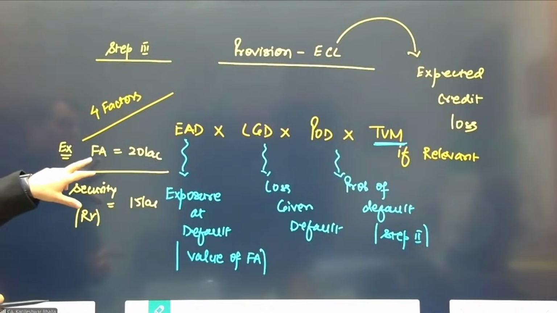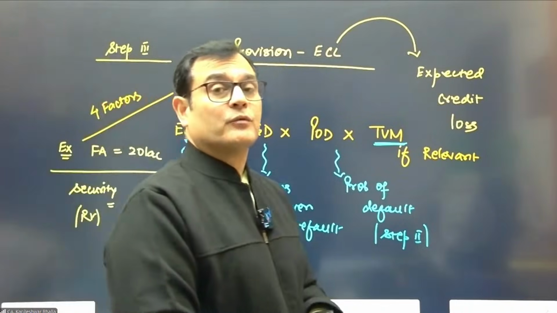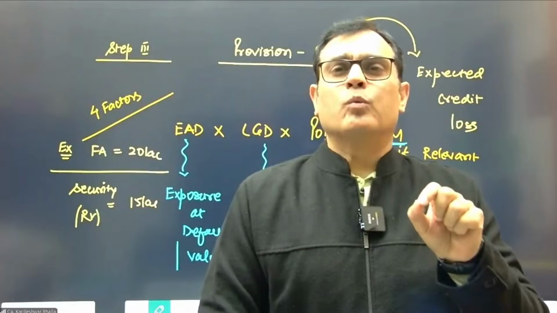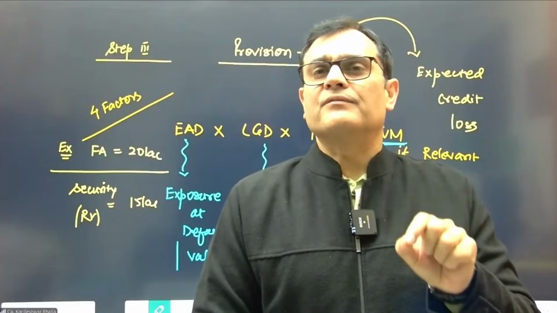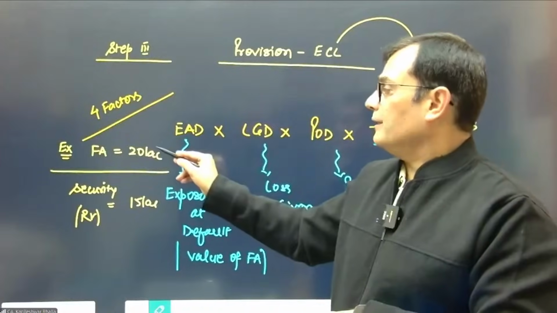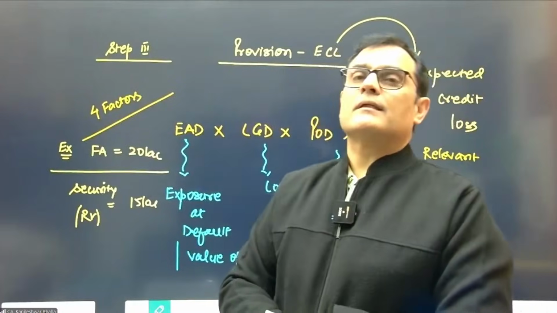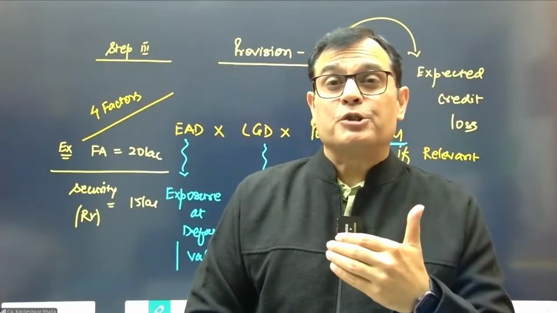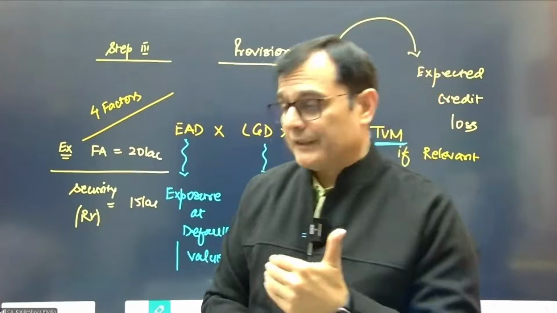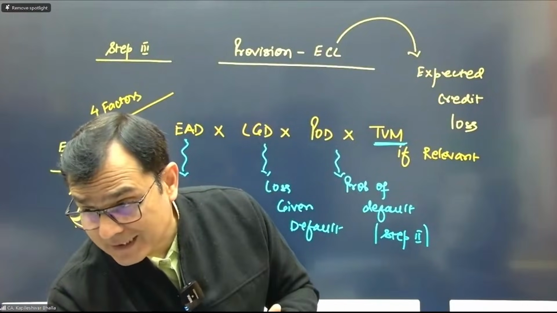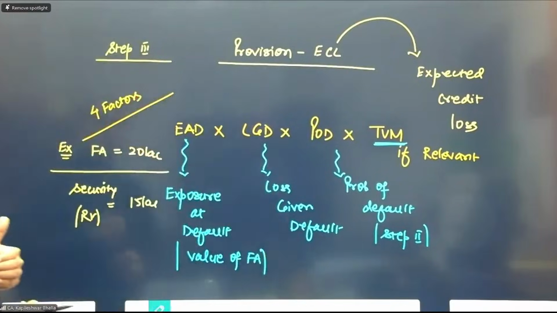Now, let me ask you a very simple question. The financial asset is for 20 lakhs and the realizable value of the security against that loan is 15. In a worst to worst scenario, what is the recovery rate in percentage terms? Out of 20 lakhs, what is the percentage you will recover? Would you like to calculate the percentage and give me? That's right, it comes to 75%.